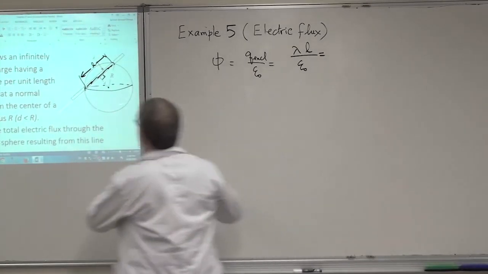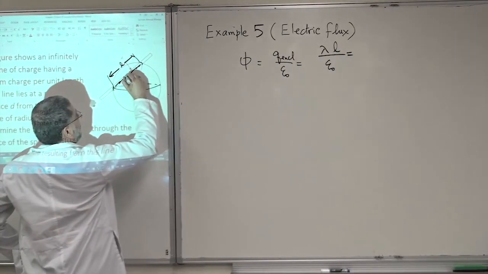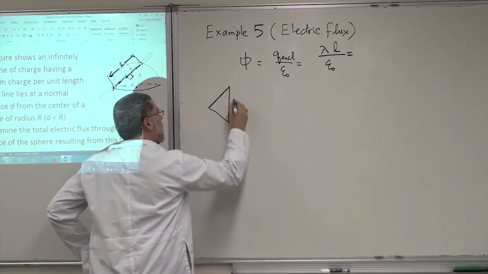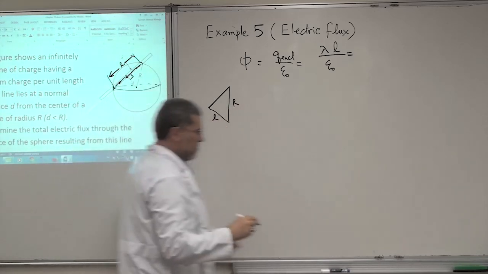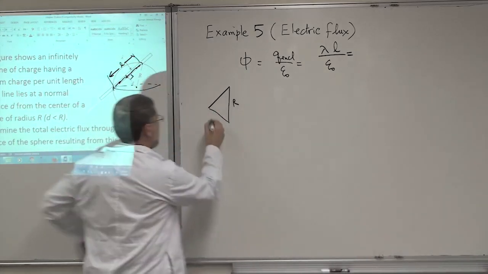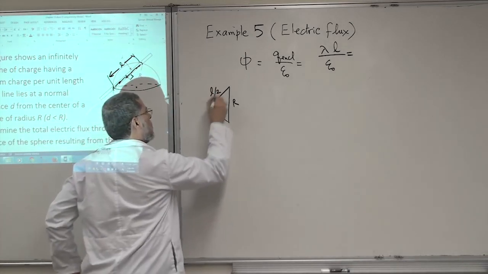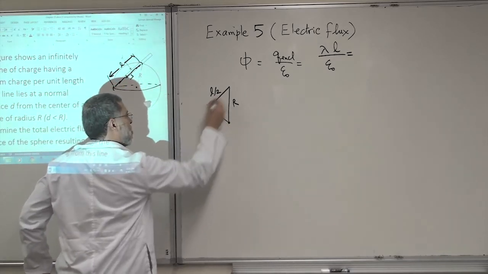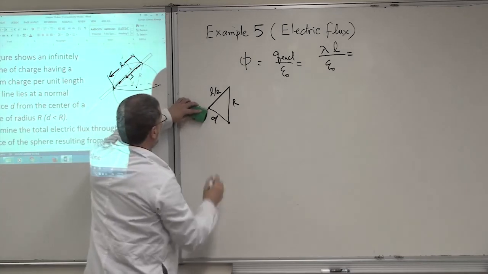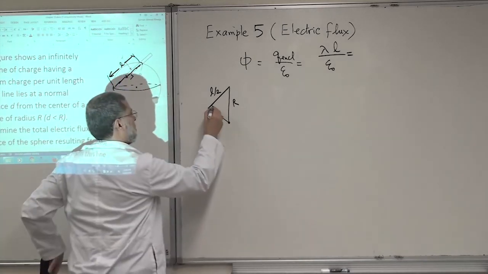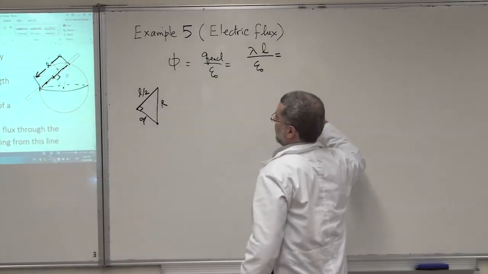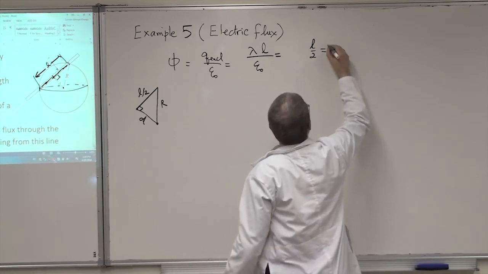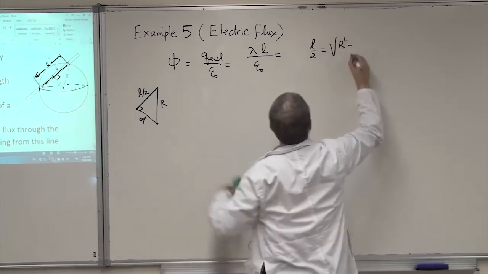So by using Pythagoras, we can see that this is a right triangle. This is R, this is D, and this is L over 2, because the center of the sphere is here. I'm showing only one part, and you have the other part. And this is the 90 degrees here. So how much is L over 2? L over 2 is the square root of R squared minus D squared.